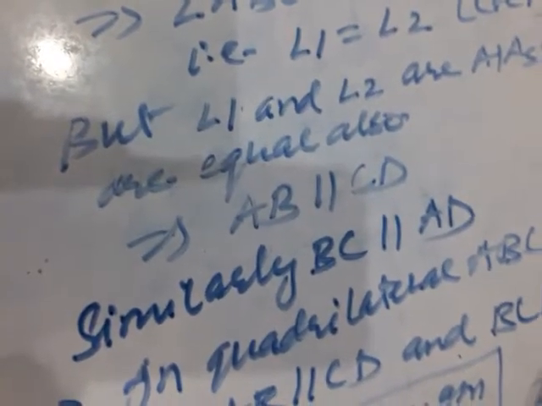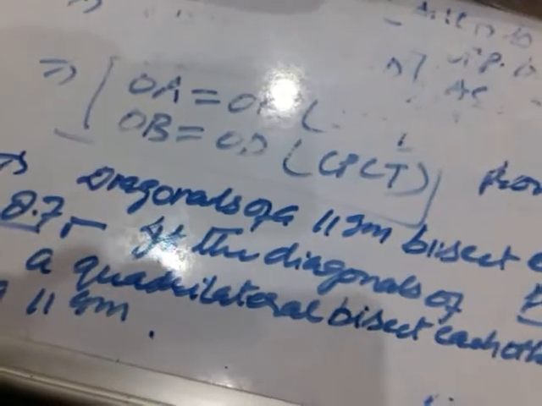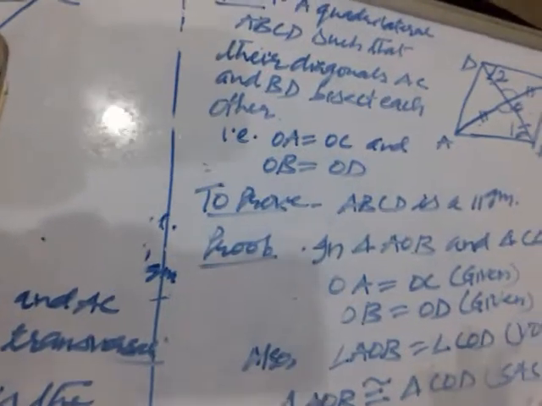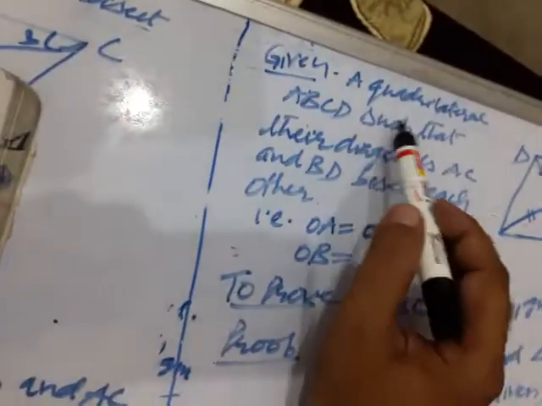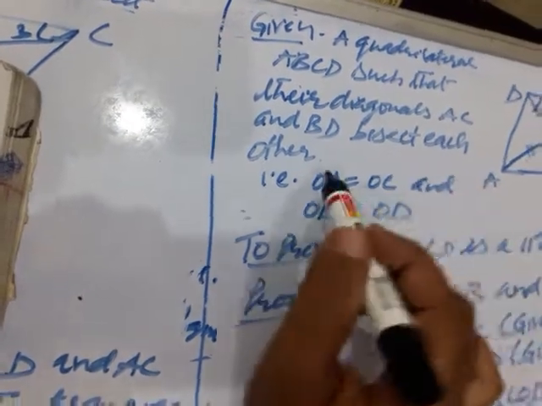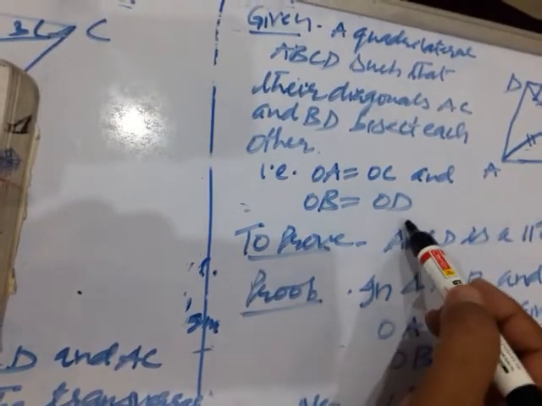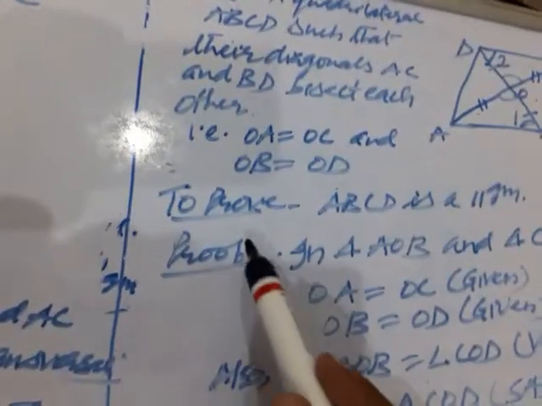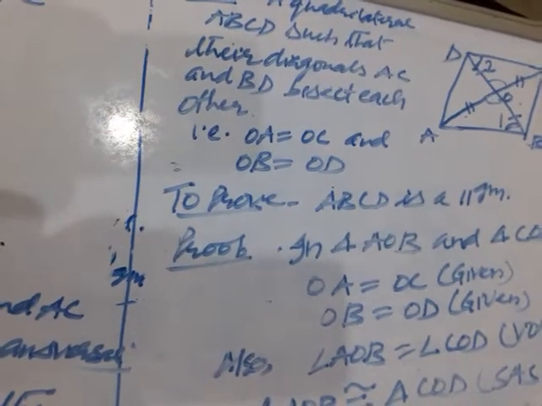Let us revise the things. See once again, what your question was, children? If the diagonals of a quadrilateral bisect each other, then it is a parallelogram. How to prove it? It is not given that the quadrilateral is a parallelogram. It is given that it is only a quadrilateral and its diagonals bisect each other. Let ABCD be a quadrilateral such that its diagonals AC and BD bisect each other. What is the meaning of bisecting? OA equal to OC and OB equal to OD. Okay, children, we have to prove that ABCD is a parallelogram. What is the basic property of a parallelogram? Their opposite sides are parallel.